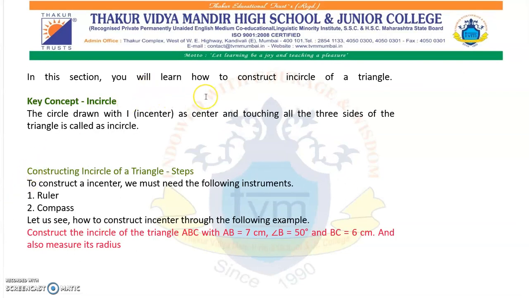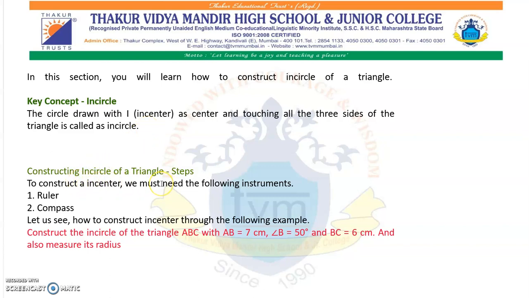In this section, you are going to learn how to construct the incircle of a triangle. Here the key concept is incircle. The circle drawn with I as the incenter and touching all the three sides of the triangle is called the incircle.